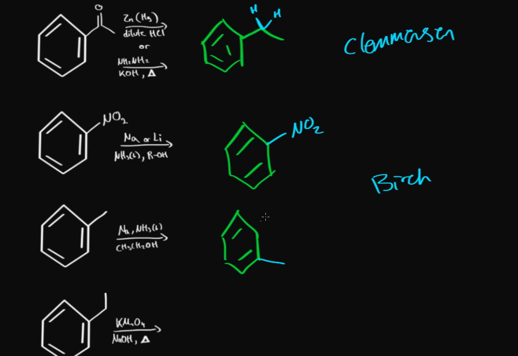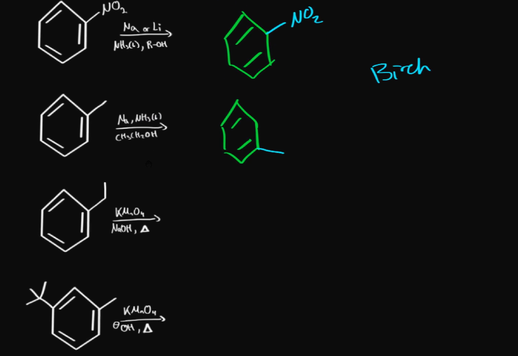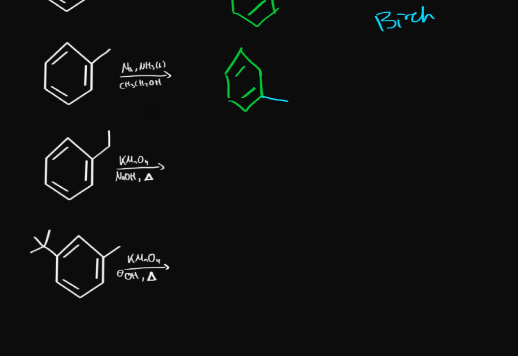And so that's all there is to it with the Birch reduction. And the reagents are simply sodium or lithium and liquid ammonia and some sort of alcohol. So ethanol, methanol, those are alcohols. That helps the Birch reduction happen. Now, if we can reduce stuff, we can also oxidize it.